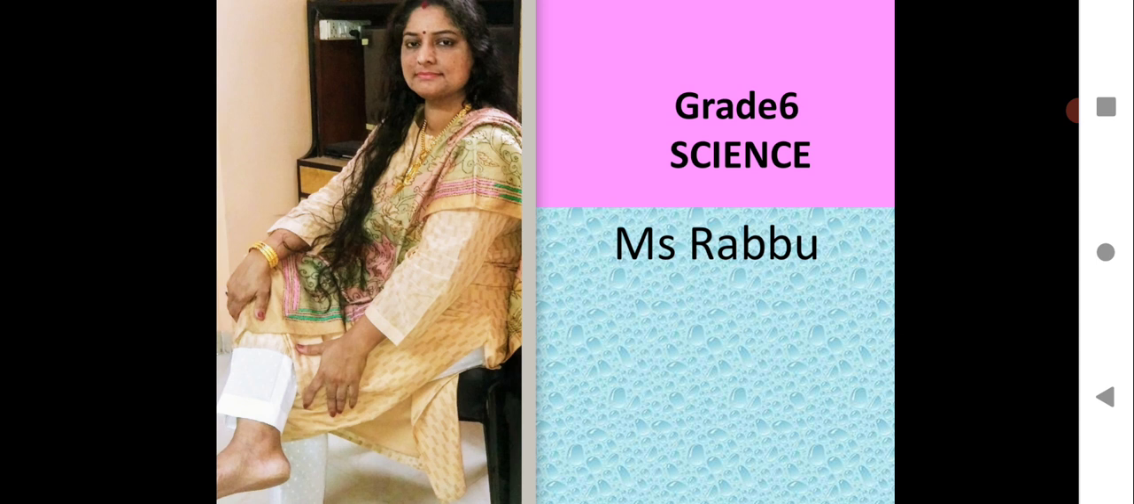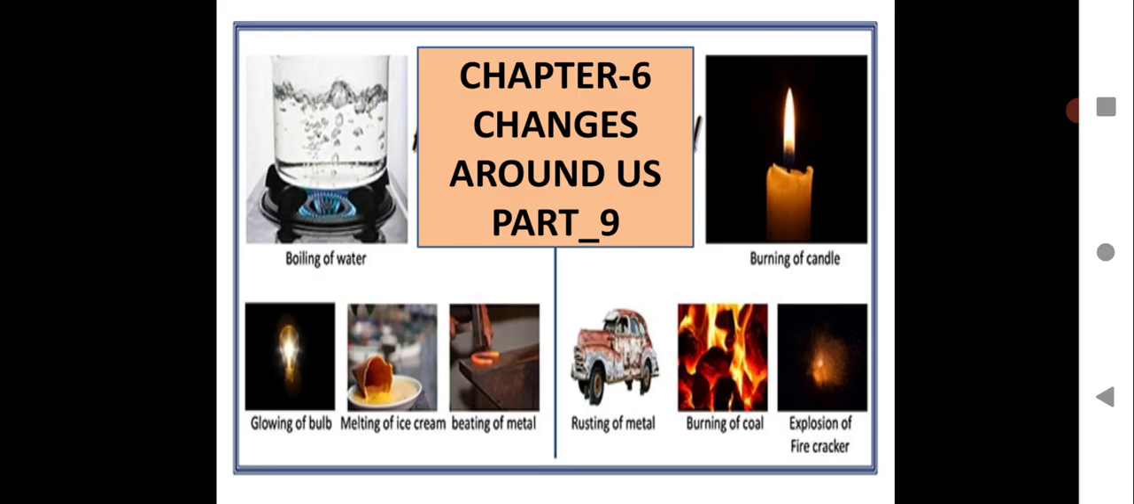So let us begin with the session, children. Let us see what we are going to have in this session. We are going to continue with the chapter Changes Around Us, and today we are going to wind up the chapter with NCERT exemplar. So this is the last session of the chapter, and we are going to see some multiple choice questions here in NCERT exemplar, and you have to write down the question and the correct option.